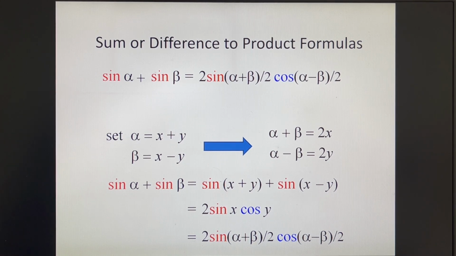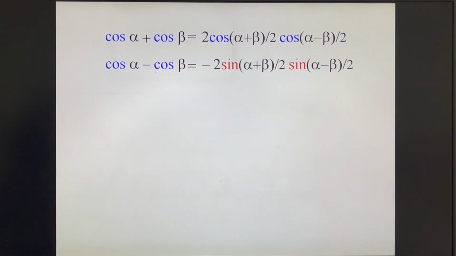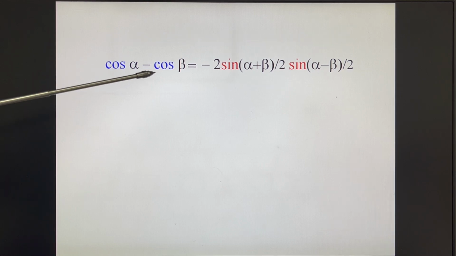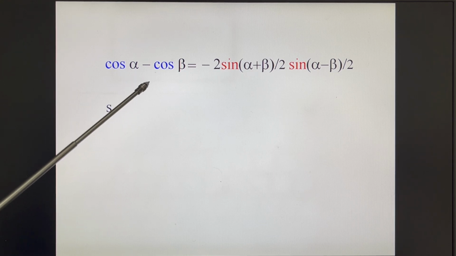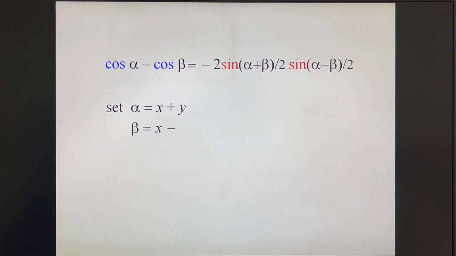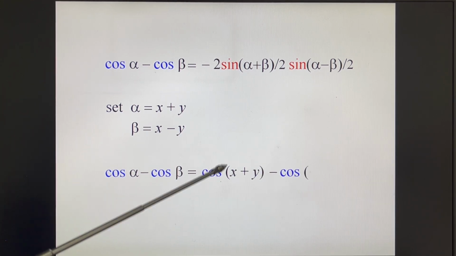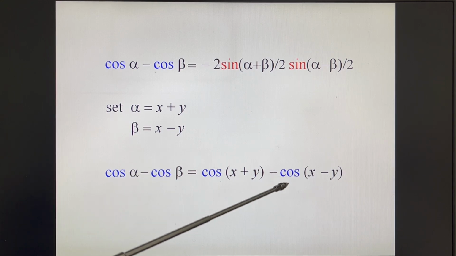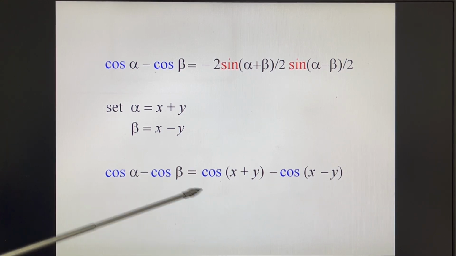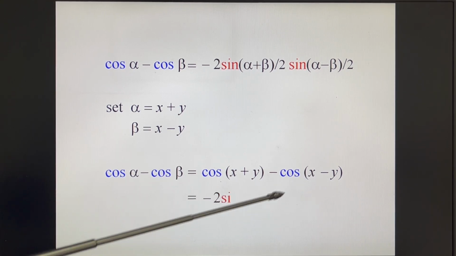Sine alpha plus minus sine beta are the same thing, we can deduce. Next, we find cosine, for example, cosine alpha minus cosine beta. We do the same trick. We set alpha equal to x plus y, beta equal to x minus y. We put this alpha, beta inside. We get cosine alpha minus cosine beta equal cosine x plus y minus cosine x minus y. Then we expand these two cosines, we get they equal to minus 2 sine x sine y.